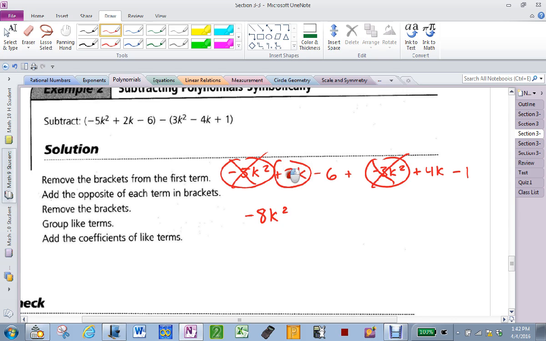What's next? The K's. Positive 2K plus 4K. What is it? Positive 6K. Am I done with the K's? Yes. Done. Then what? Negative 6 plus negative 1. Negative 7. And now I'm done.